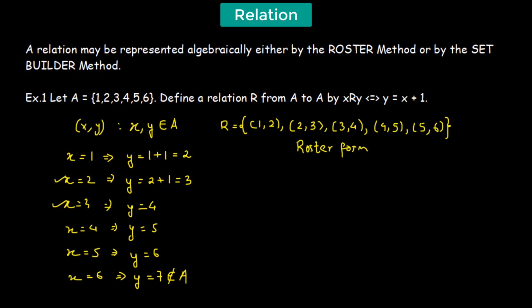And using this roster form we can write the set builder form. Our relation R contains all the ordered pairs x, y such that the relationship between y and x is given by y equals x plus 1, and our element x belongs to set A, so does the element y, which also belongs to set A. So this is going to be the set builder form.